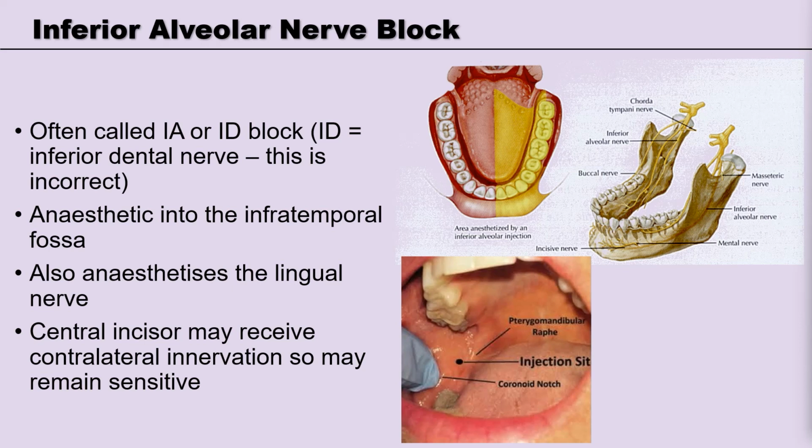This is because the inferior alveolar and the lingual nerves lie close to each other at the site of the anaesthetic solution that is injected, just before the inferior alveolar nerve enters the mandible. So an inferior alveolar nerve block should anaesthetise the ipsilateral mandibular teeth, the lingual gingiva of these teeth, and the buccal and labial gingiva of the premolars, canine, and incisors. Remember that the central incisor can receive innervation from both sides of the head, so it may remain sensitive even when an ipsilateral inferior alveolar block has been applied.